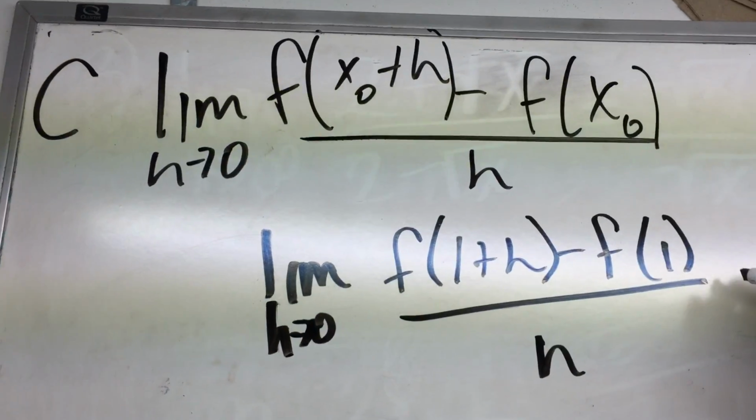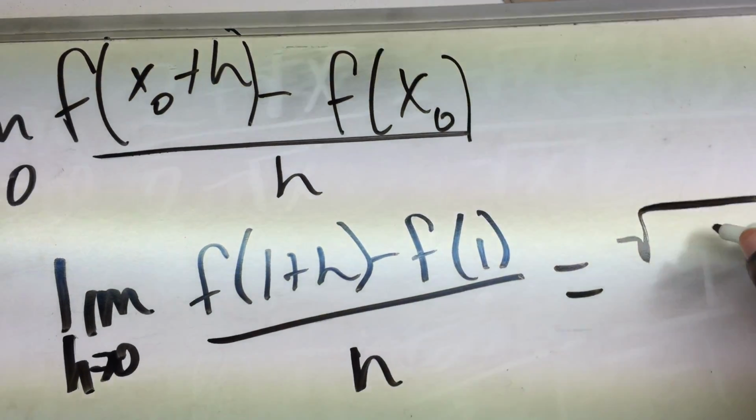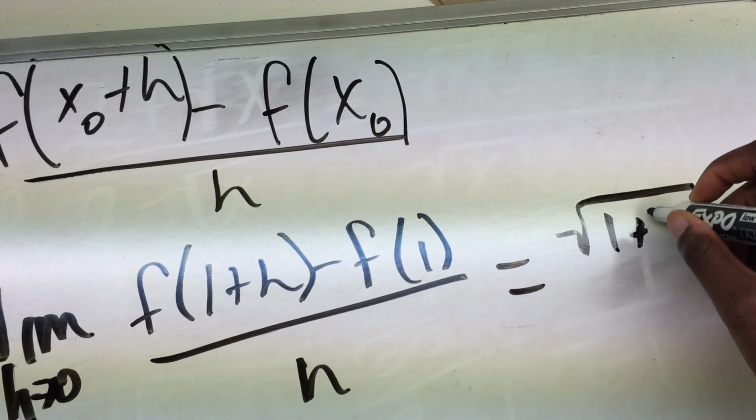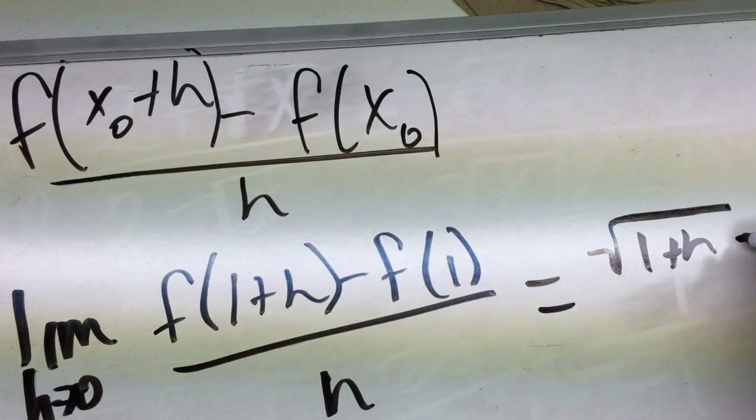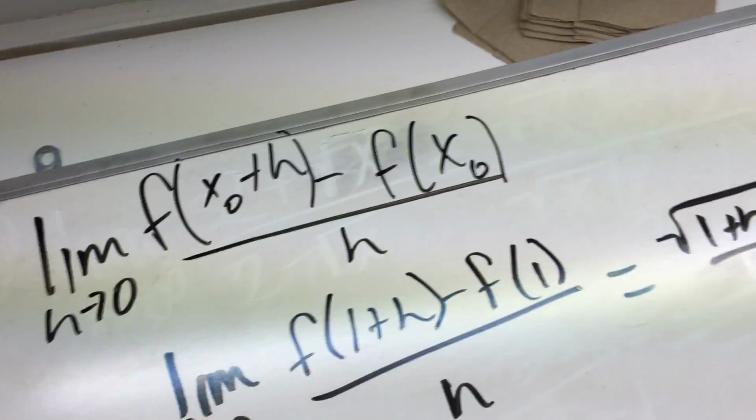Now, this is going to give us the square root of 1 plus h minus the square root of 1 all over h. Now, we all know the square root of 1 is just 1.